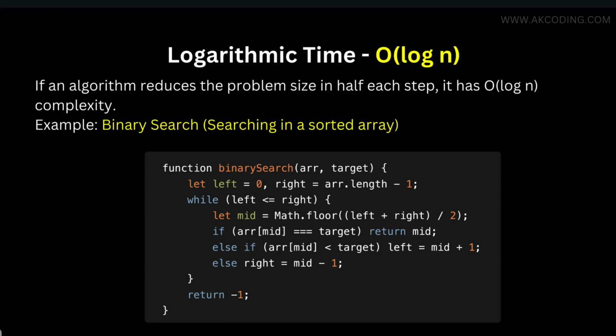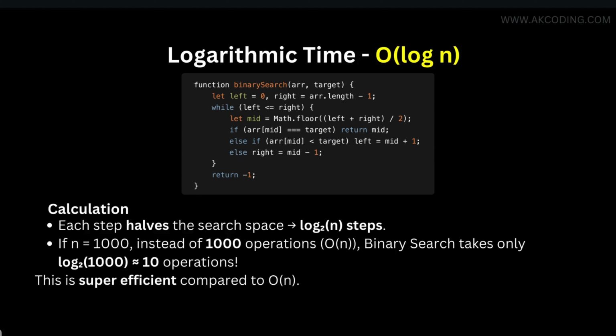In such type of problem, the algorithm time, that is O of log n, is required, right? Here in calculation you can see each step has a search space of log n steps. If n is 1000, then instead of 1000 operations, that is O of n, binary search takes only log of 1000, equal to 10 operations only. This is super efficient compared to O of n.